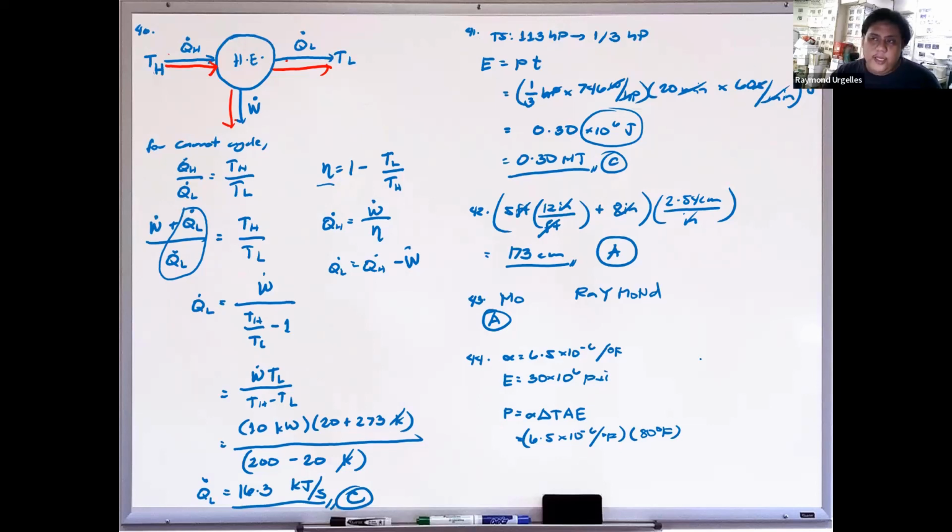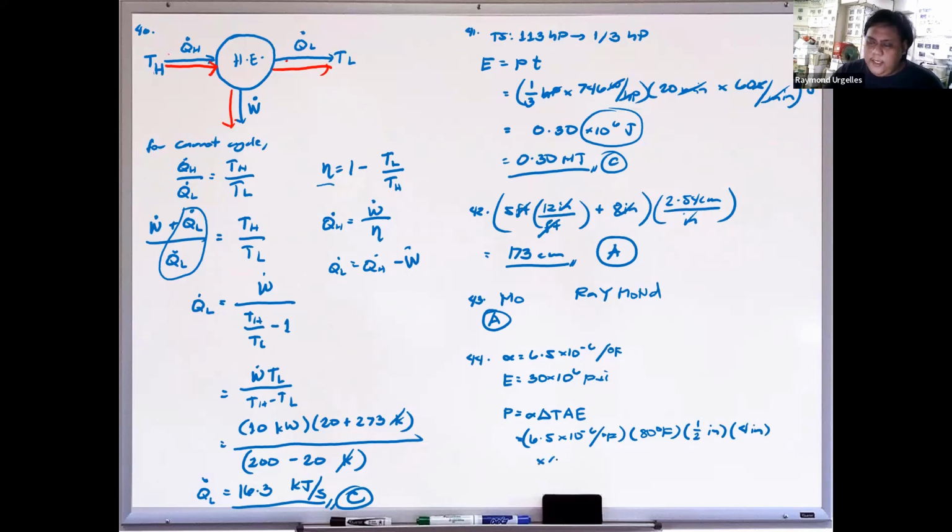So therefore, the support will be pulled back. So that's why it becomes a tensile load. Okay? So then this will be multiplied by the area. What does it say? 1/2 inch by 4 inch. The 12 foot given is the length, so we don't need it for this problem.